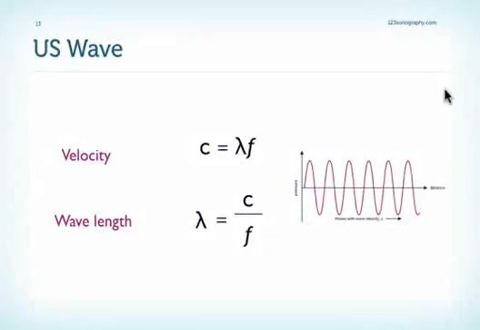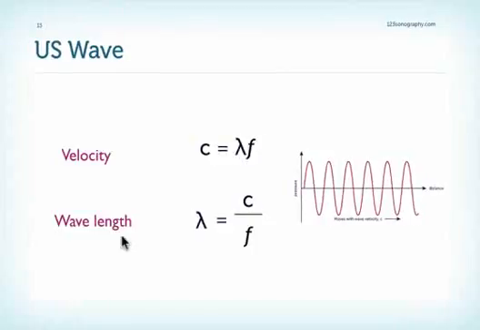I'm sure you still all remember physics and the relationship between the wavelength and the frequency. The frequency is inversely related to the wavelength for a given velocity. In other words, the higher the wavelength is, the lower the frequency is. The wavelength is defined as the velocity divided by the frequency.